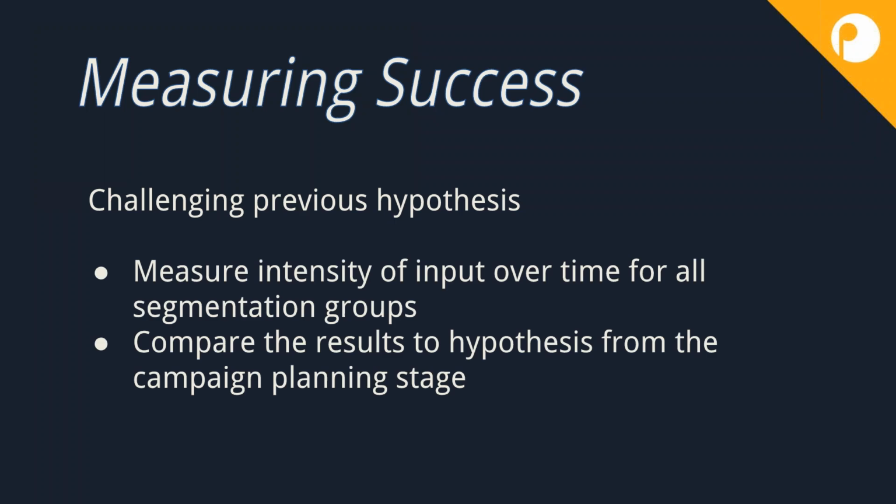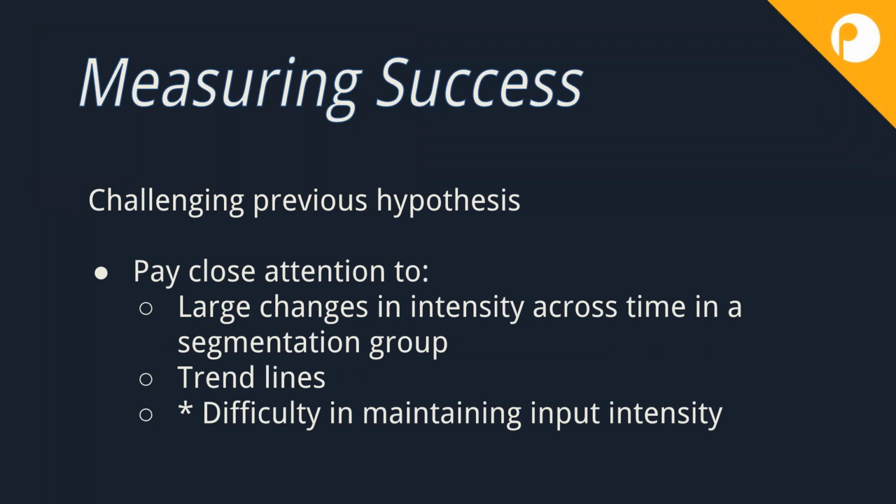Now, challenging our previous hypothesis. This means measuring intensity of input over time for all of our segmentation groups. We compare the results to the hypothesis from the campaign planning stage. We want to pay close attention to large changes in intensity across time in a segmentation group, our trend lines, and our difficulty in maintaining input intensity, which I'll talk about a little bit later.